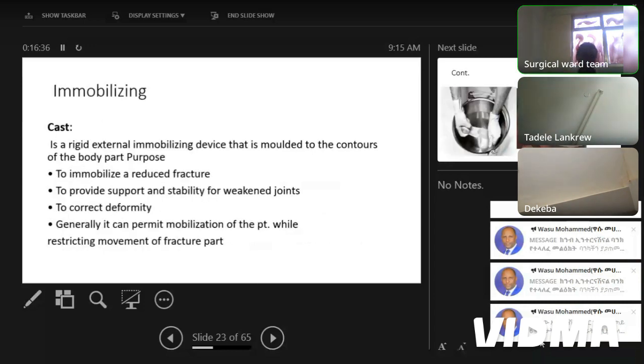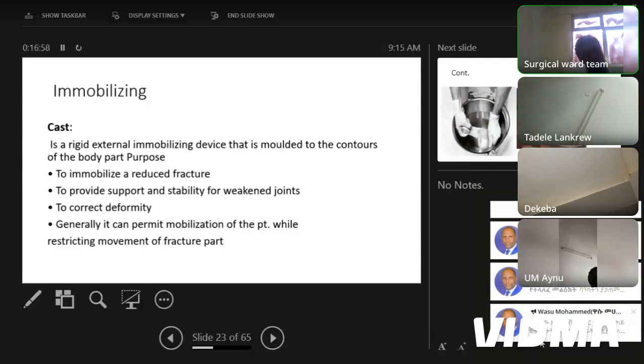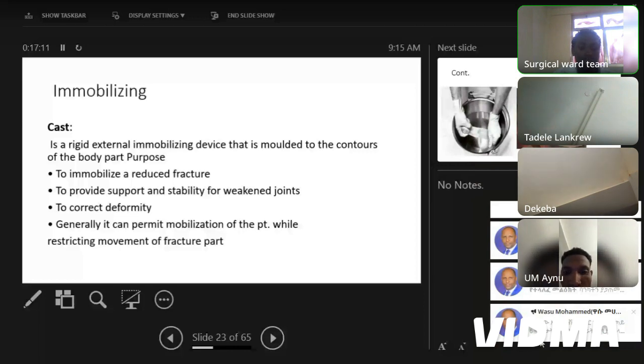The other one is immobilizing. In immobilizing, we may use casts. A cast is a rigid external immobilizing device that is molded to the contour of the body part. We may mount it around the fracture. It has its own purposes: to immobilize the reduced fracture, to provide support and stability for weakened joints, and to correct deformity. Generally, it permits mobilization of the patient while restraining movement of the fractured parts.